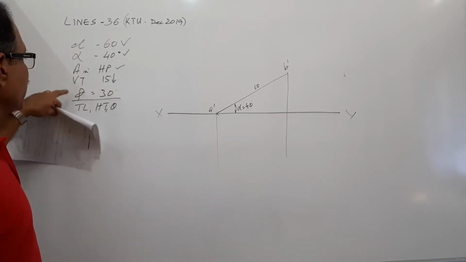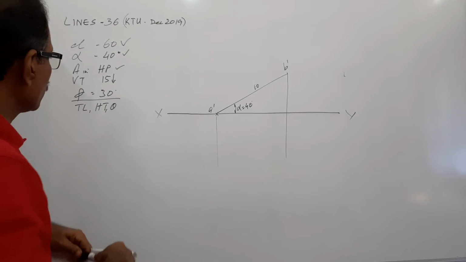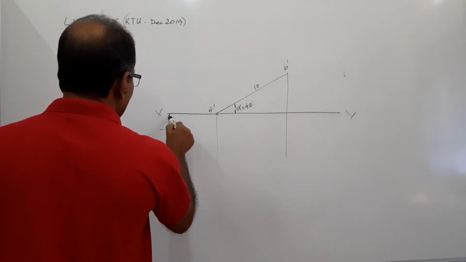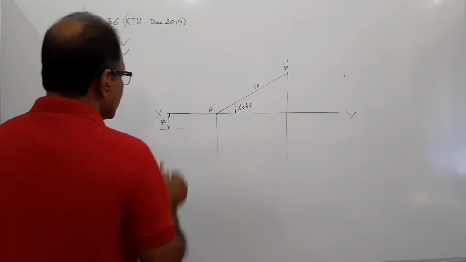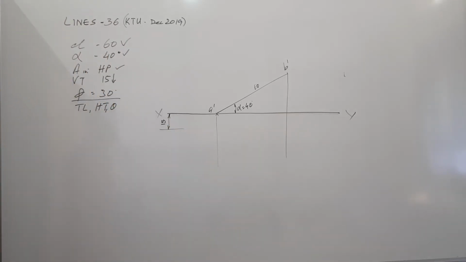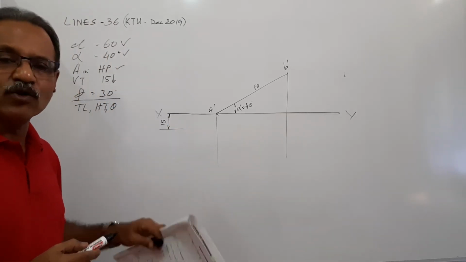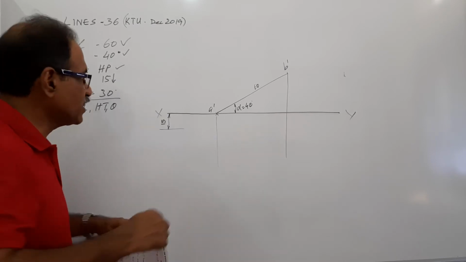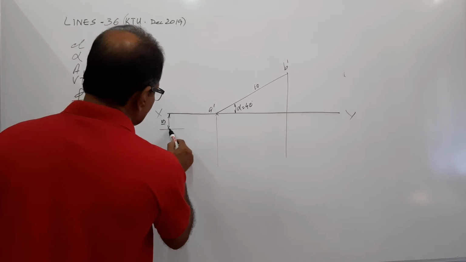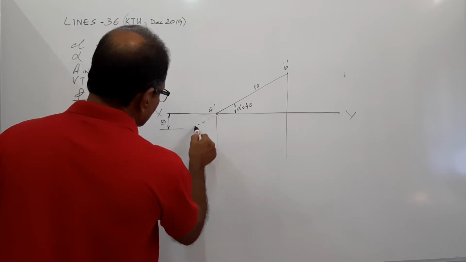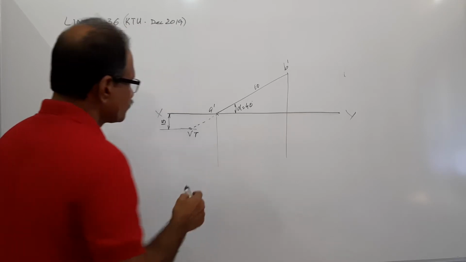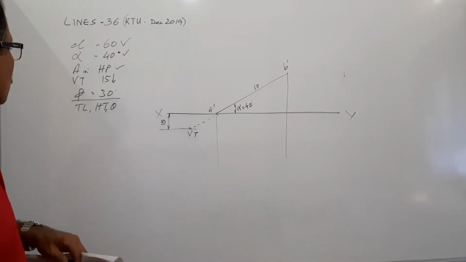What is remaining is VT and phi. You know VT is 15 mm below HP, so draw a line 15 mm below XY. This line will contain VT, and you also know that VT always lies on the extension of the elevation or on the elevation. So extend the elevation. This is VT. So this is used.